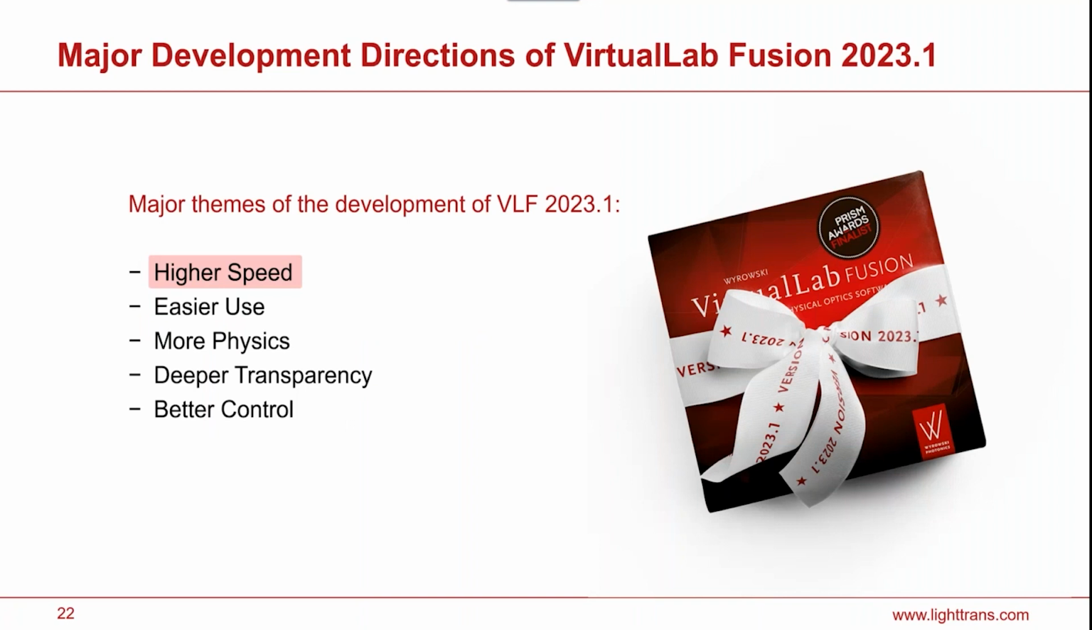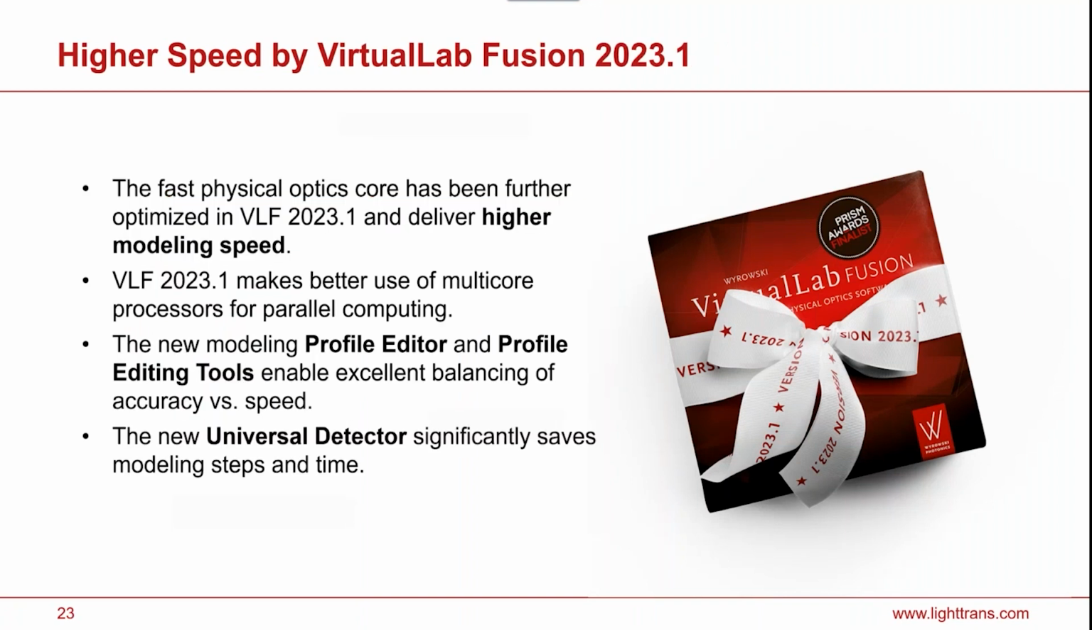Let's talk about higher speed. We always contribute something to the speed, and we have different ways to do that. We can improve our algorithms. That is what Christian and team have done, so the fast physical optics core technology has been further optimized. There's always something we can do, and we will continue to do that. Then we have improved the use of multi-core processors in parallel computing. You can expect something more this year about parallel computing, in particular in the context of distributed computing and cloud computing. But for this version now, it's multi-core processor parallel computing.